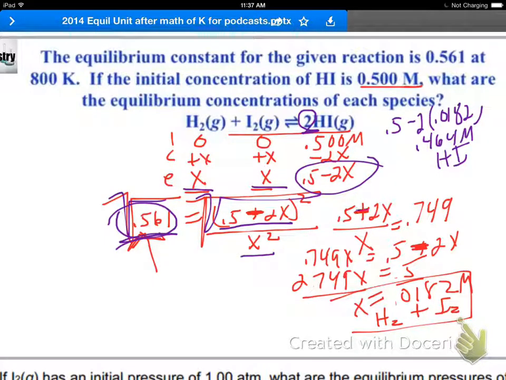When we do that, we end up with 0.5 minus 2x over x is equal to the square root of 0.561, which is 0.749. We solve for x, and when we do that, we get x is 0.0182, which is the concentration of H2 and I2. To get the concentration of HI, we're going to take 0.5 minus 2 times x, and when we do that, we get a concentration of 0.464 molar of HI. Okay.